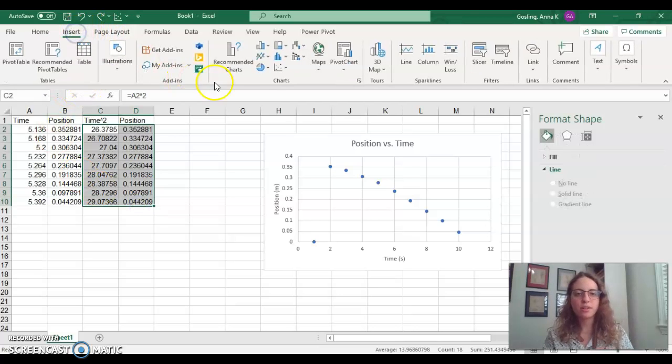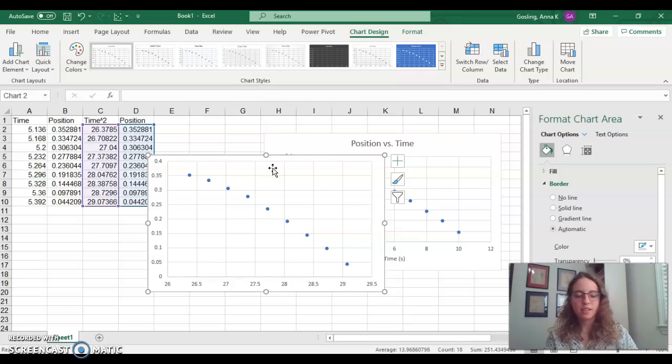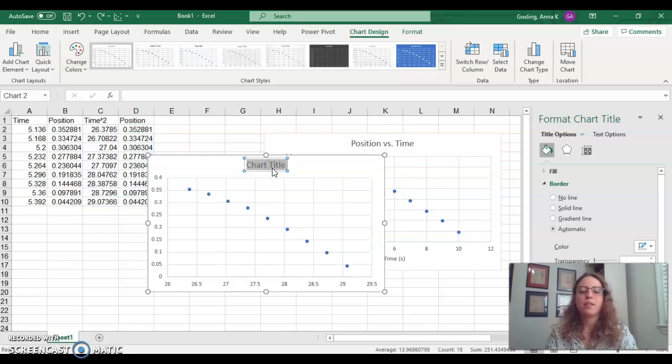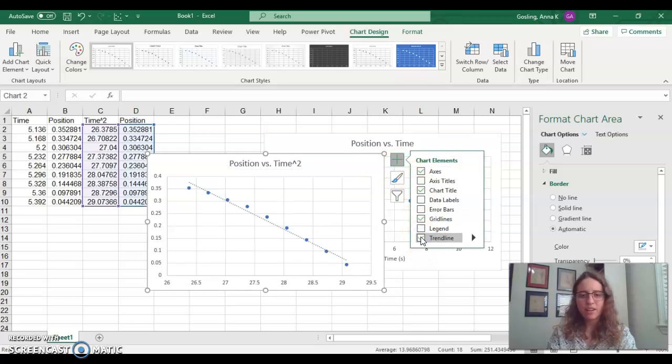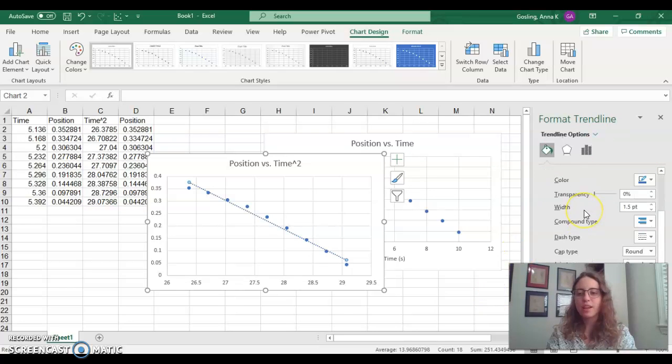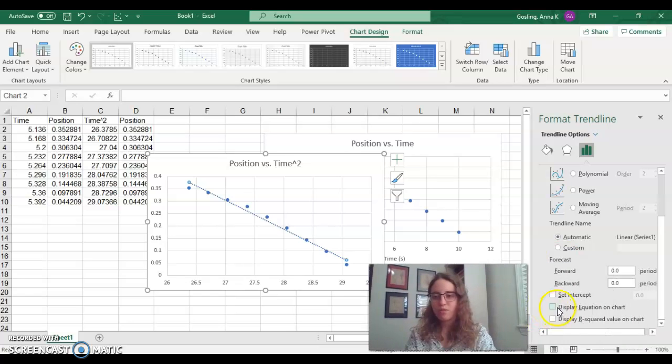So I'm going to go to Insert, Charts, Scatter. And you can see this is much more linear, right? In fact, here is my position versus time squared. And if I add in a trend line here, you can see that linear trend line actually fits pretty decently. I can even go into the more options for my trend line and display my equation on the chart. I'm going to move this around so I can do that.